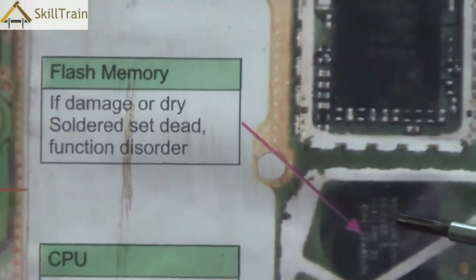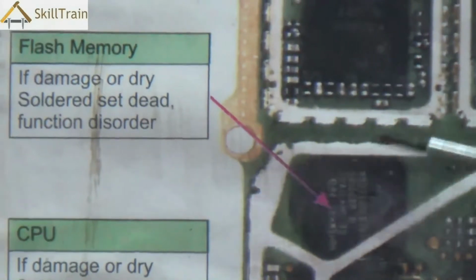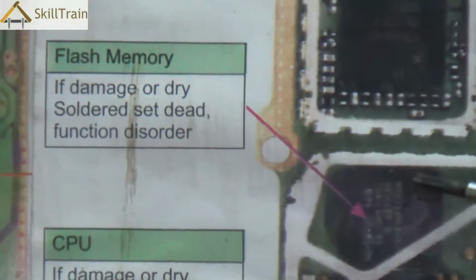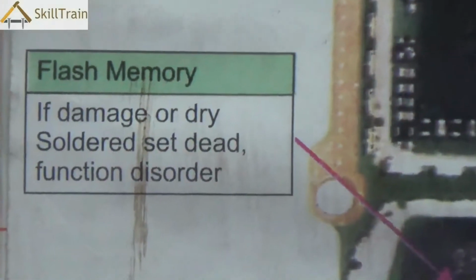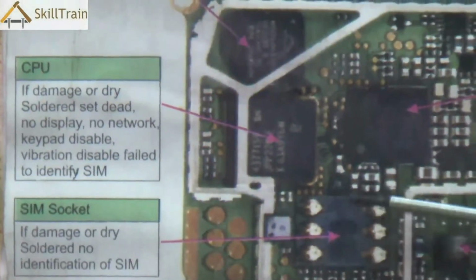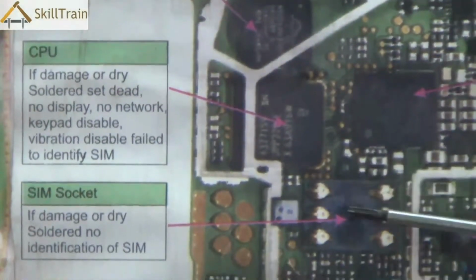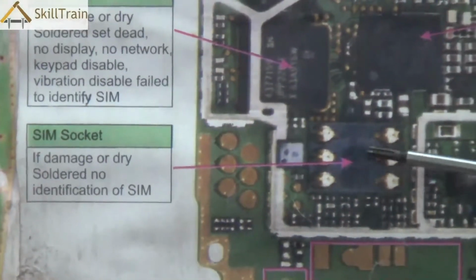This is where the mobile phone software is saved, and some of the internal applications are saved in the memory. If there is a problem in this part, the mobile phone might become dead, or it could result in function disorders or application disorders on your mobile phone. Apart from that, let us try and understand a few more components. This is called the SIM tray. This is where the SIM connectors are placed.